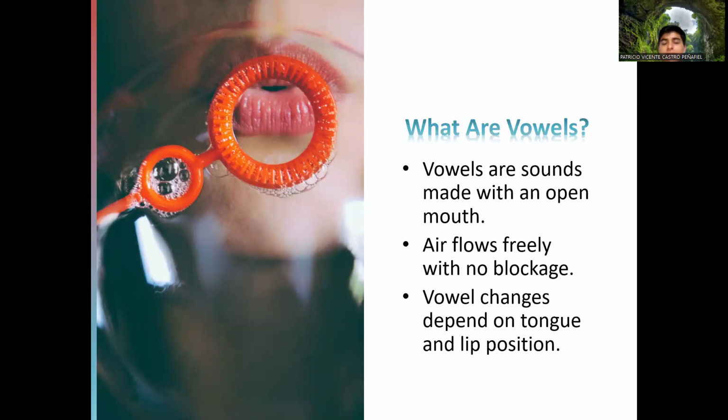But what are vowels? Vowels are sounds we make with an open mouth, okay? There is no blockage in the mouth. For example: see, sit, car, go, up. All of these words start or end with vowel sounds. These sounds change depending on tongue and lip position, of course.